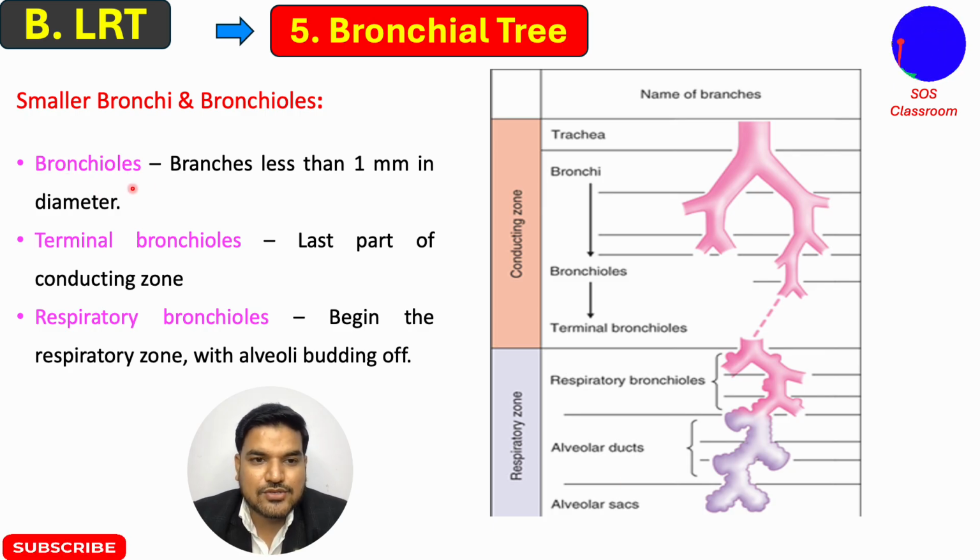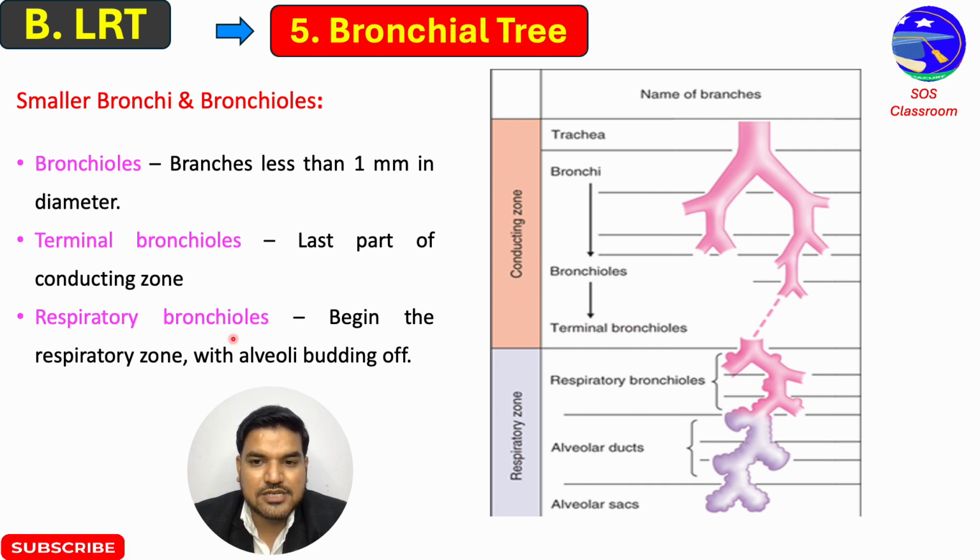So when is it called a bronchiole? Branches less than 1 mm in diameter. When the diameter is 1 mm or less than 1 mm, that is called a bronchiole. Next is the terminal bronchioles. Terminal bronchioles are the last part of the conducting zone. You can see this is the conducting zone and terminal bronchioles are the last portion of the conducting zone.